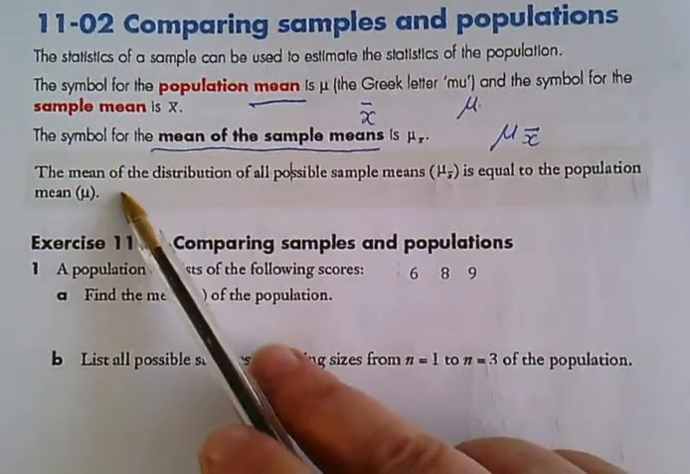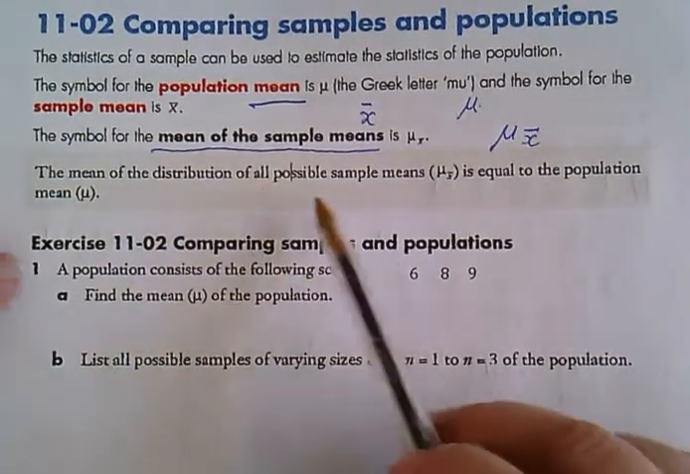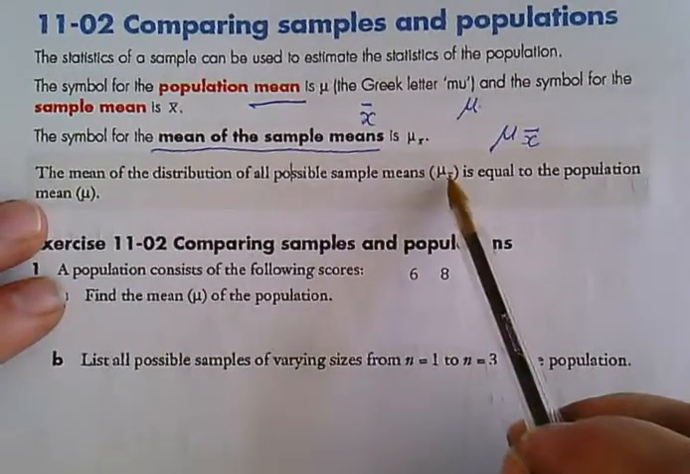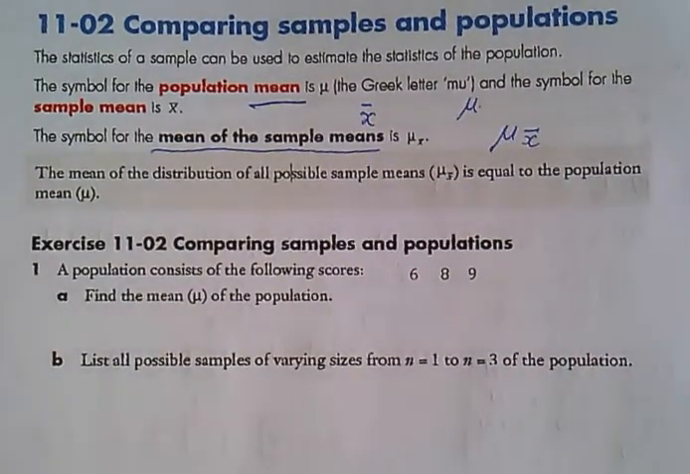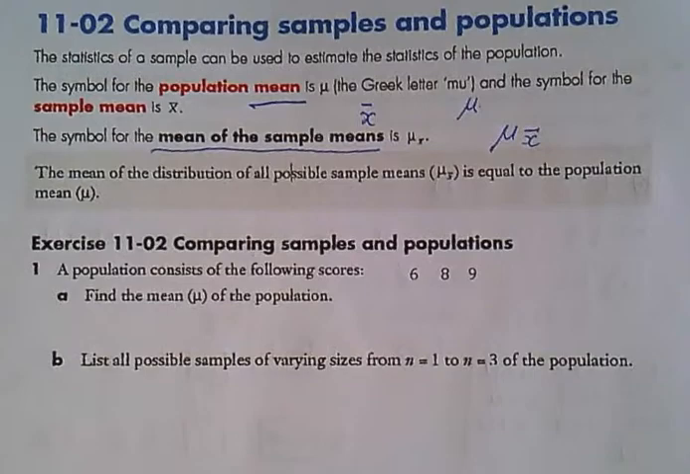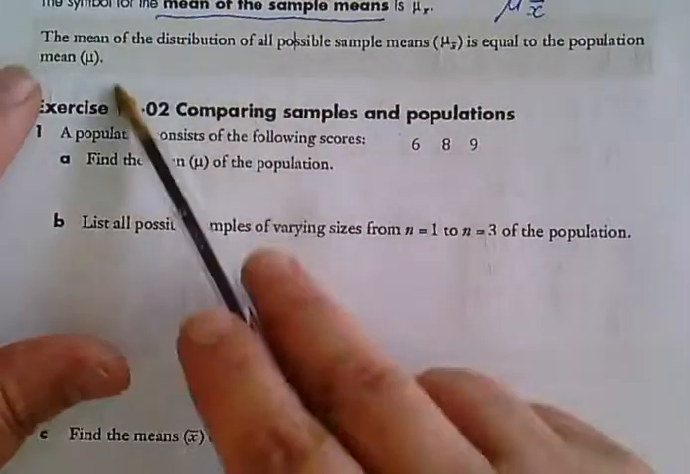Now, the mean of the distribution of all possible sample means, mu X bar, is equal to the population mean. That will be explained in part 5 of the first question. At the moment, that will mean nothing to you. It will be clearer as we finish this question.